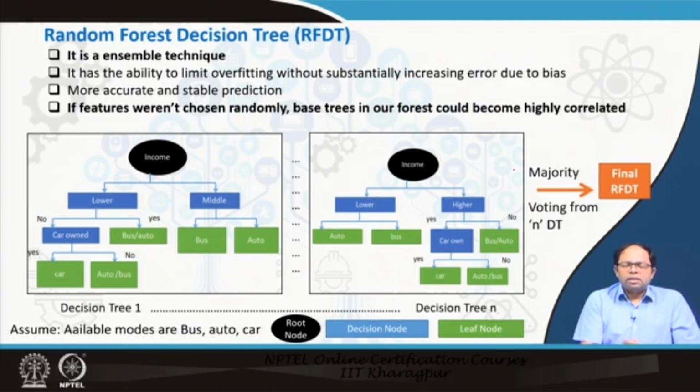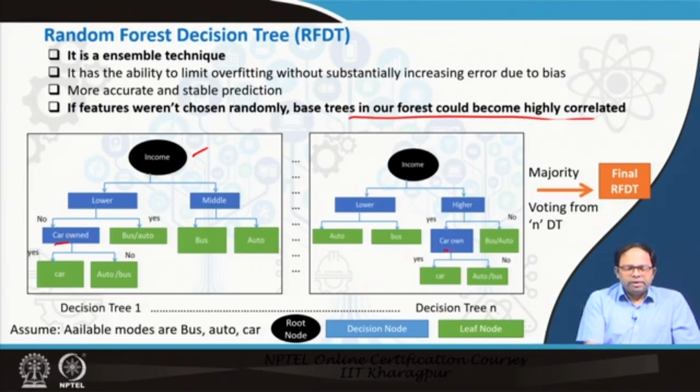If features weren't chosen randomly, base trees in the forest could become very highly correlated. So, we randomly select features like income. Over here we have used lower and middle, and over here we could also use a different feature, which is different from this one.